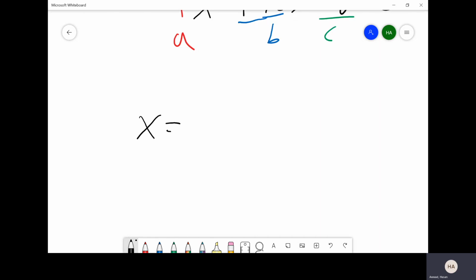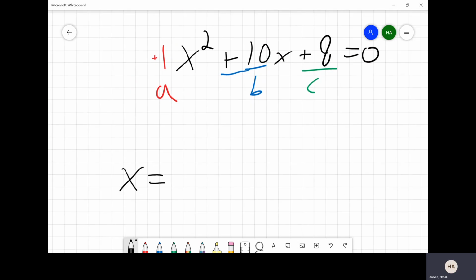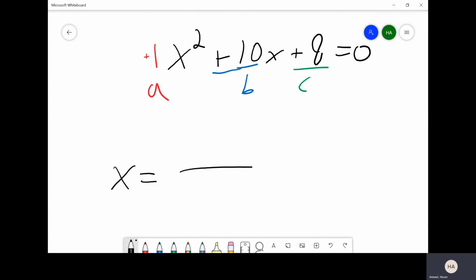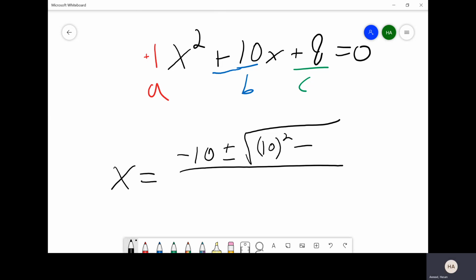So we have x is equal to, and now we have to start with the numerator. We know for our numerator, we're going to start with negative b. Well, we have negative of a positive 10, which just means we have a negative 10. Next up, we have the plus or the minus. Then we have the square root of b squared, which is 10. Oh, I don't know why I put 11. Sorry about that. 10 squared minus 4 times a times c.